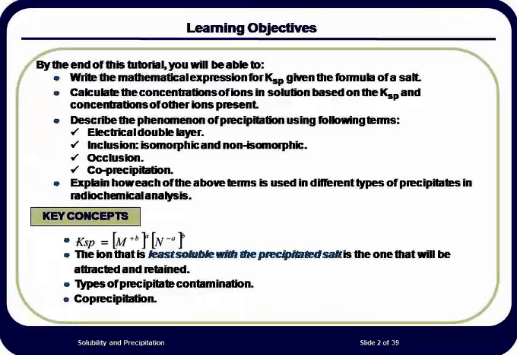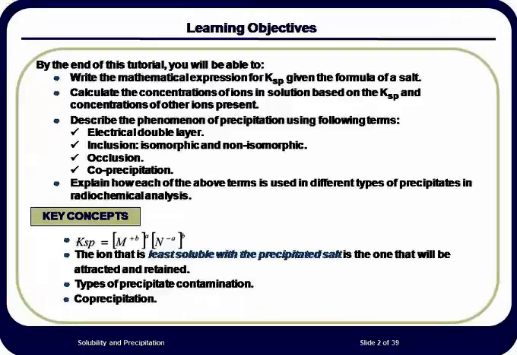Describe the phenomenon of precipitation using the following terms: electrical double layer, co-precipitation, inclusion, isomorphic and non-isomorphic, occlusions. Explain how each type of precipitation can cause contamination of or be exploited for radiochemical separations. Describe the optimum conditions for producing good precipitates. During the course of this module, you will have the opportunity to self-test on these objectives.